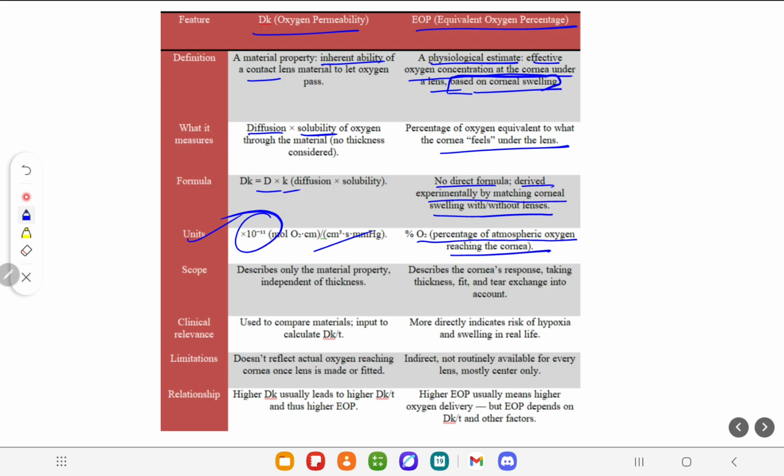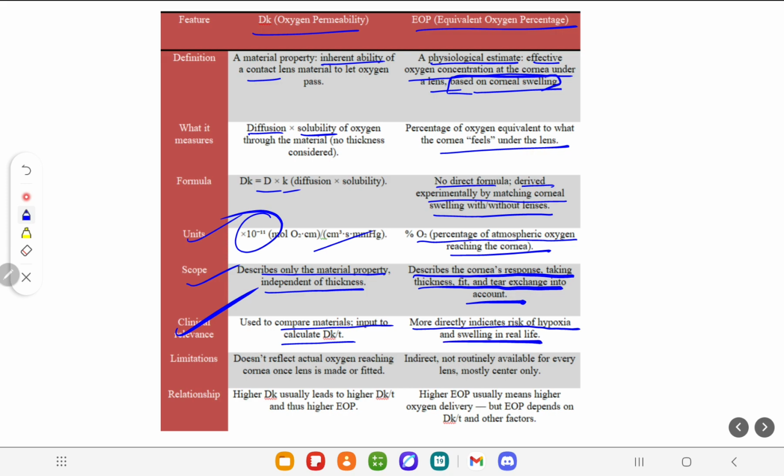That's centrally important. Dk describes only the material property, independent of the thickness. At the same time, EOP describes the corneal response, taking thickness, fit, tear exchange all into account, because all these things help to pass oxygen from the atmosphere to the corneal surface, isn't it? Clinical relevance: Dk is used to compare material input. At the same time, EOP more directly indicates the risks of hypoxia and swelling in real life. Limitation of Dk: it does not reflect the actual oxygen reaching the cornea once the lens is made or fit. At the same time, the limitation of EOP: it is indirect and not routinely available for every lens.